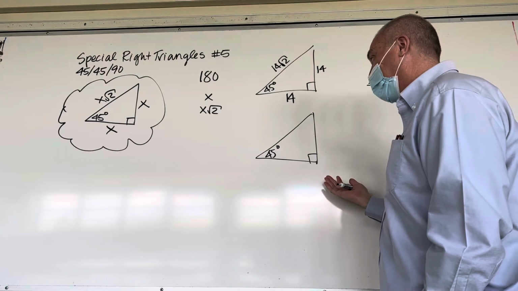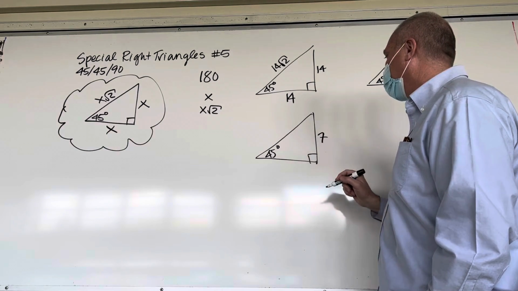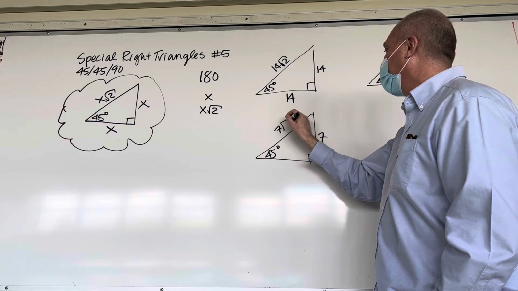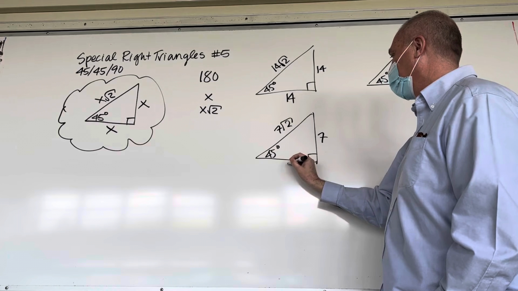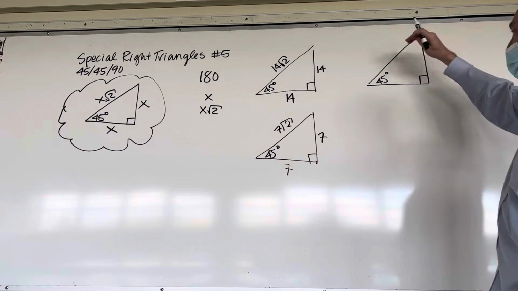So just for the sake of practice, say this is 7 over here. How long is this side? 7 radical 2. How long is this side? 7. Done. The complication comes in if they give us the length of this side.